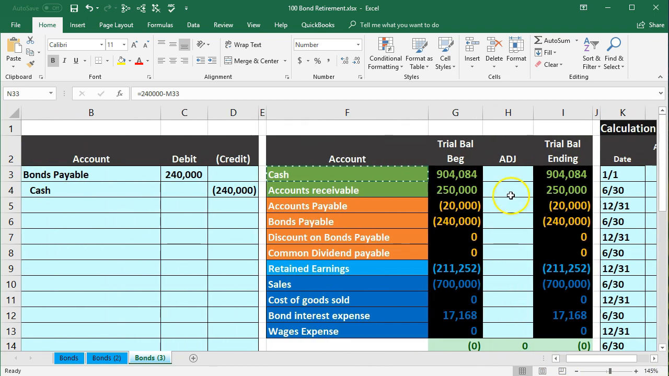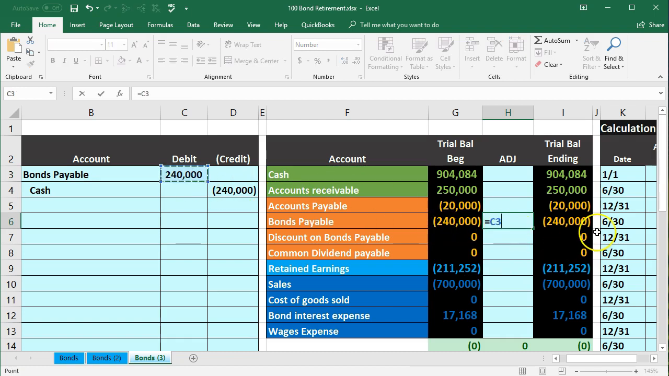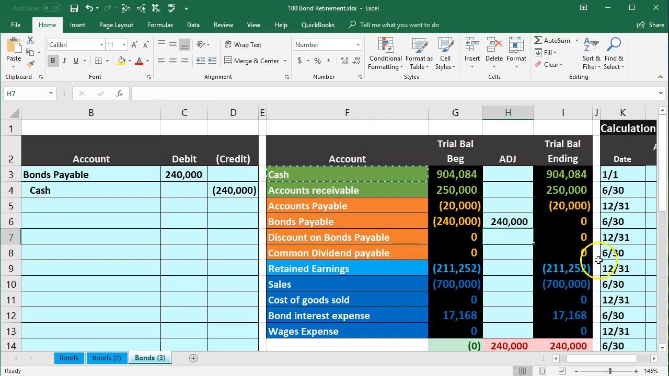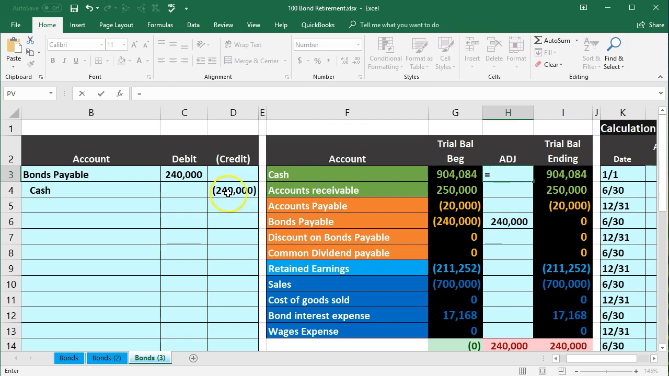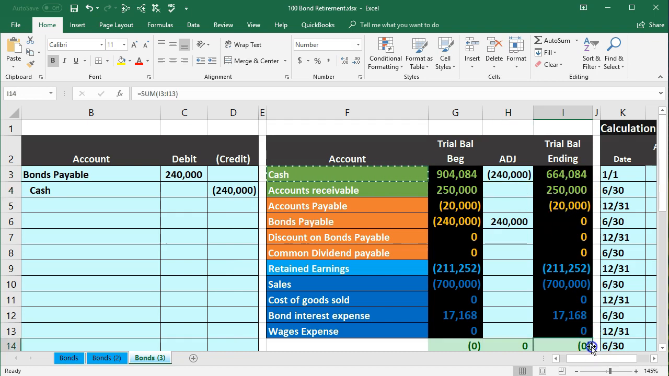If we were to record this, then we're going to go to the bond payable. We're going to record this here in H6 by saying equals and pointing to that 240, bring the 240 down by 240 to 0, putting us out of balance. And then cash is going to be posted. Here's cash on our journal entry. Here it is on our worksheet in H3, where we say equals, point it to the 240, bringing our cash down to 664, and that puts us back in balance.